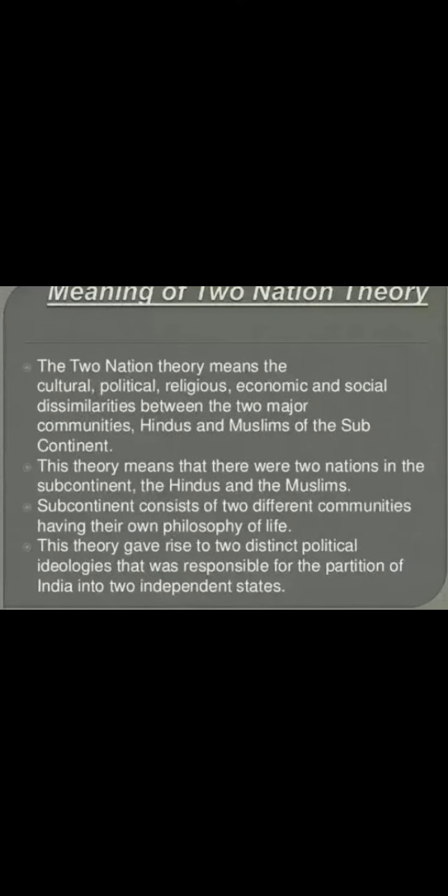If we come to the exact meaning, the two nation theory means the cultural, political, religious, economic, and social dissimilarities between the two major communities, the Hindus and Muslims of the subcontinent. These were the meaning of the two nation theory. The theory means that there were two nations in the subcontinent, the Hindus and the Muslims. The subcontinent consisted of two different communities.